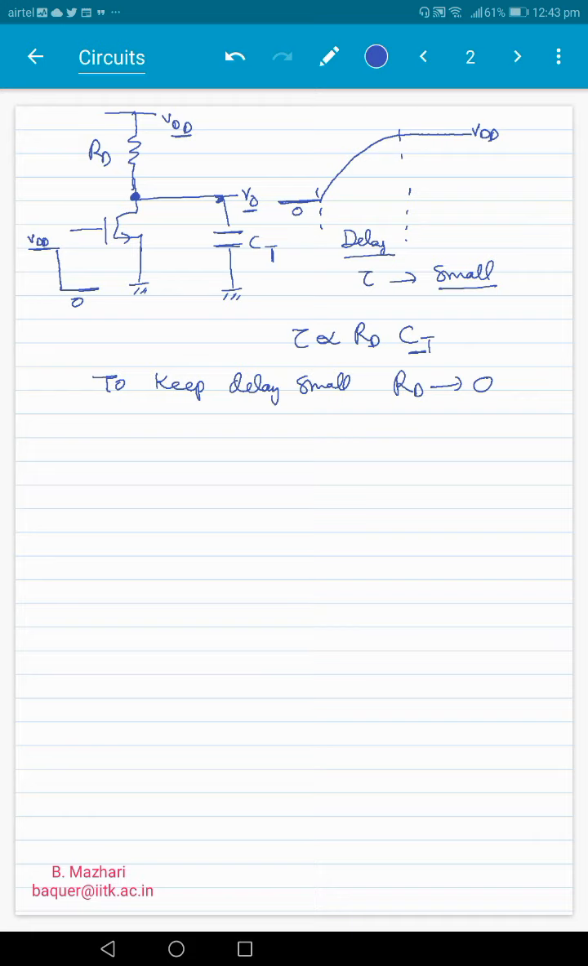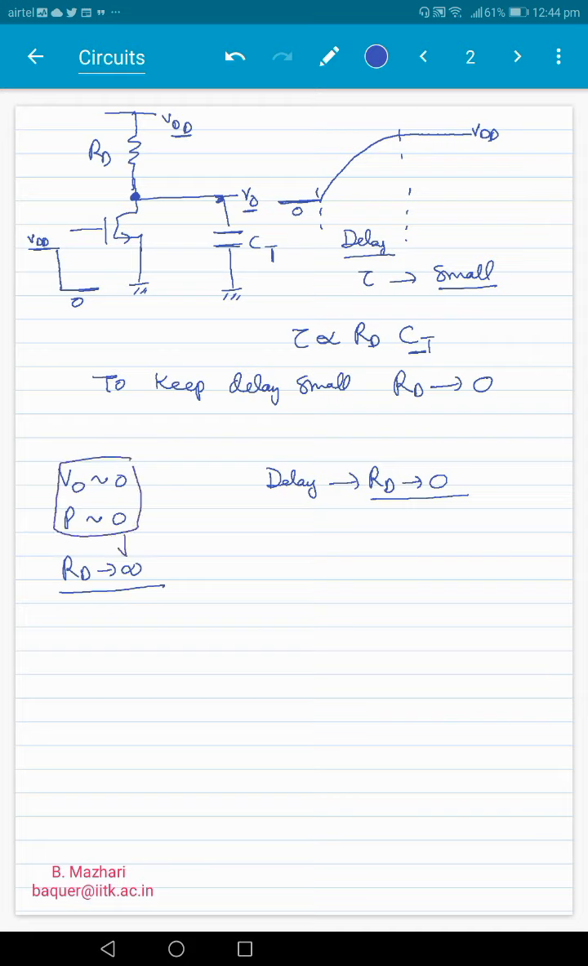Right? So that now causes a problem. We saw earlier that to keep V0 close to 0 and power dissipation close to 0, we want RD to go to infinity. And now for delay, we require that RD goes to 0. So we have conflicting demands on RD. From one consideration we want RD to go to very large values, and from the consideration of delay we want RD to go to very small values. This is a conflict that is there in this simple inverter.